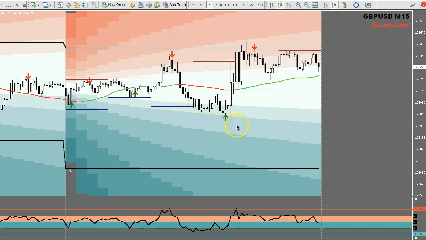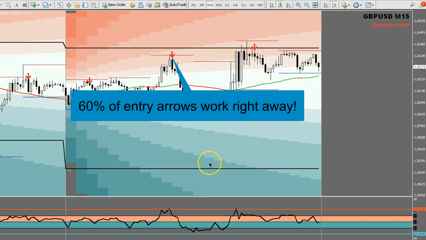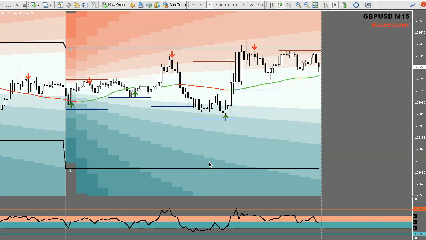Where's our stop loss going to be? The stop loss is going to be when a candle closes below this arrow, or the low of this candle, and our take profit is going to be the other opposite levels. Now, 60% of these arrows are going to be great and work out right away, and the other 40% are not. Why? Because it all depends on market conditions, whether we're trending or ranging. We might get many arrows most of the time if we're in a ranging market.